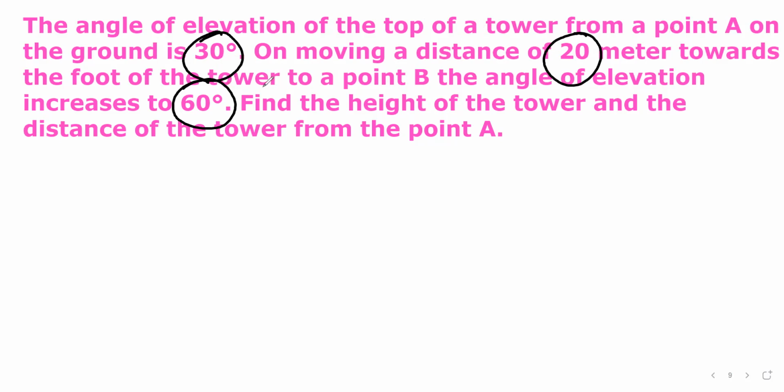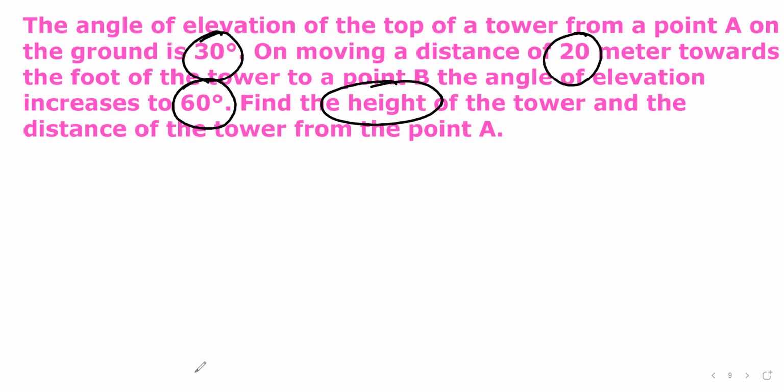Towards the foot of the tower, to the point B, the angle of elevation increases to 60 degrees. Find the height of the tower. So what do we have to find out? The height of the tower and the distance of the tower from the point A.